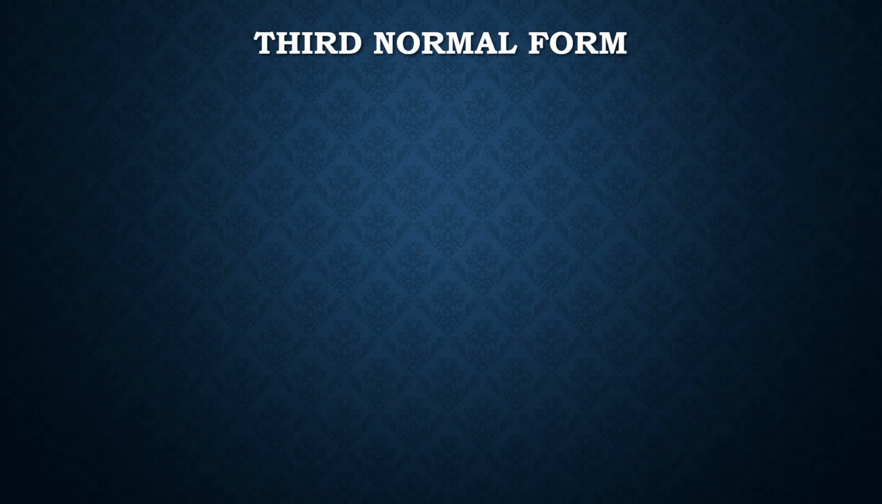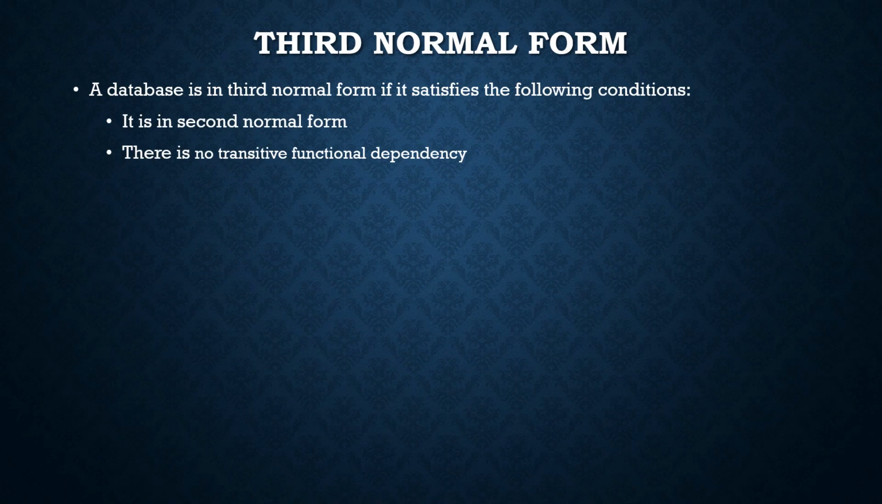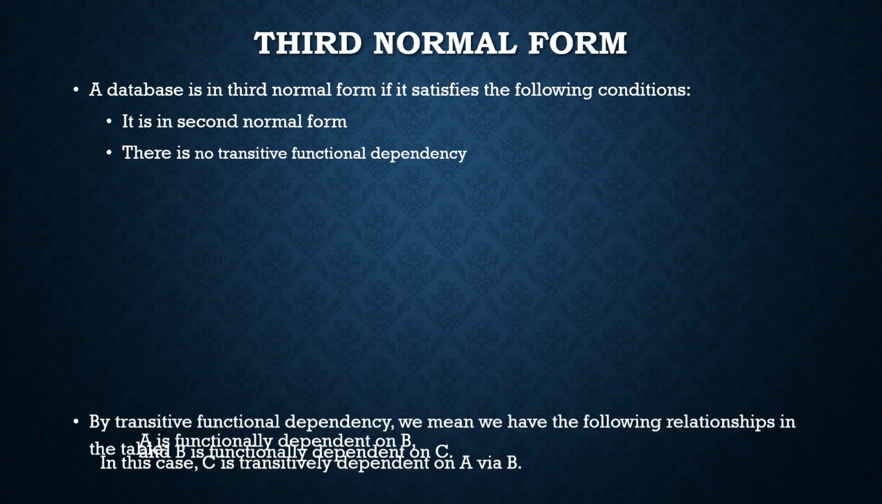Next, third normal form. See, under this third normal form, actually a database is in third normal form if it satisfies the following conditions. So first one is, it should be in the second normal form. There are no transitive functional dependency. We'll see. So what do you mean by transitive functional dependency?